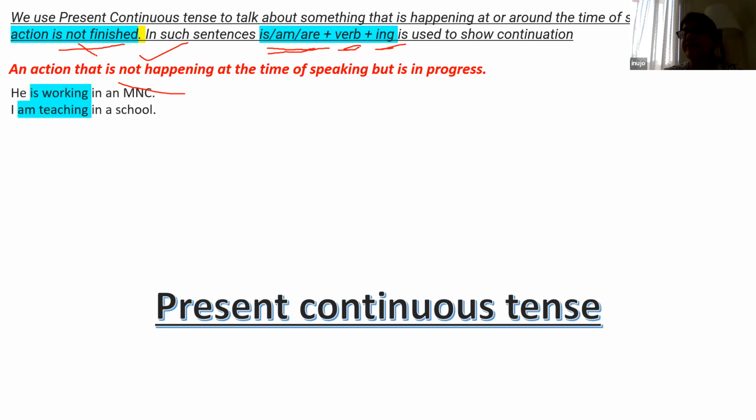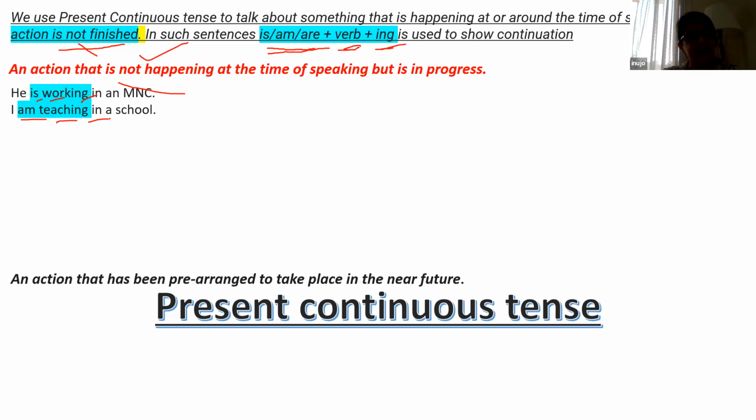Now let's see. He is working in an MNC. Here again is plus your verb is work plus ing, which is present continuous tense. He is working in an MNC. Action is not over. I am teaching in a school. Action is not over. And also the format: am plus teach plus ing.